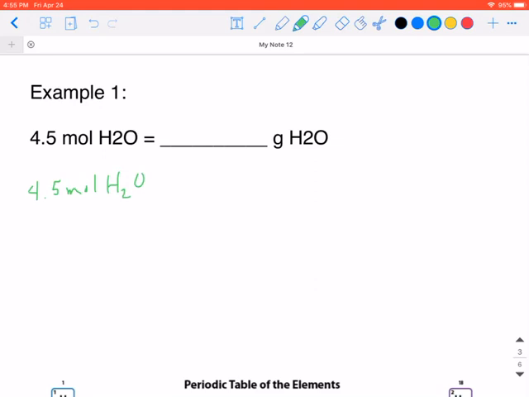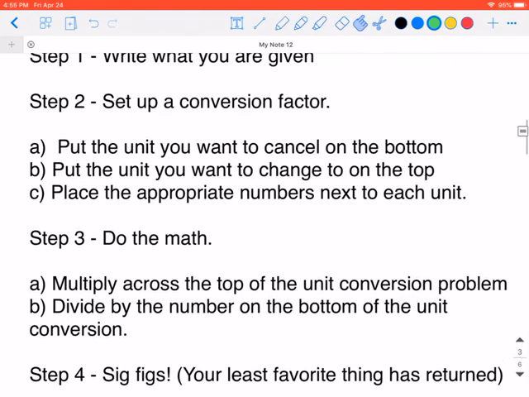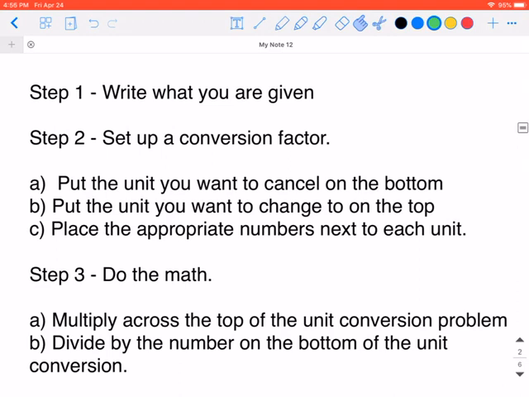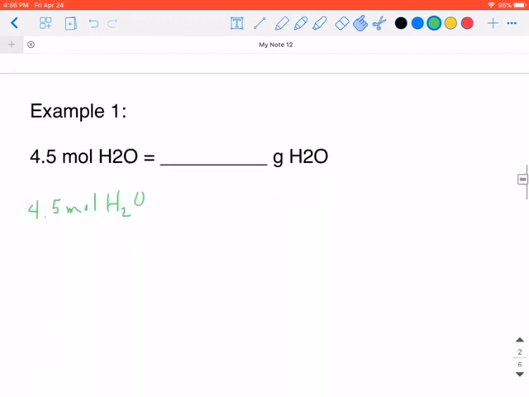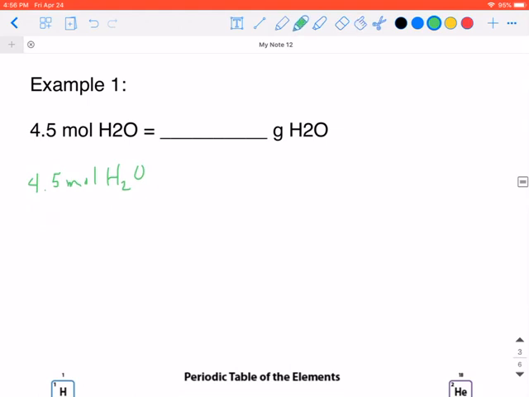So the next step, number 2, says set up a conversion factor. It says put the unit you want to cancel out on the bottom and put the unit you want to change to on top, right? And then we have to place some numbers in. So step 2 is kind of a big one. So let's do this together, all right? So there are 2 ways you can set up a conversion factor, right? You can either make it look like this, okay, or you can do this.